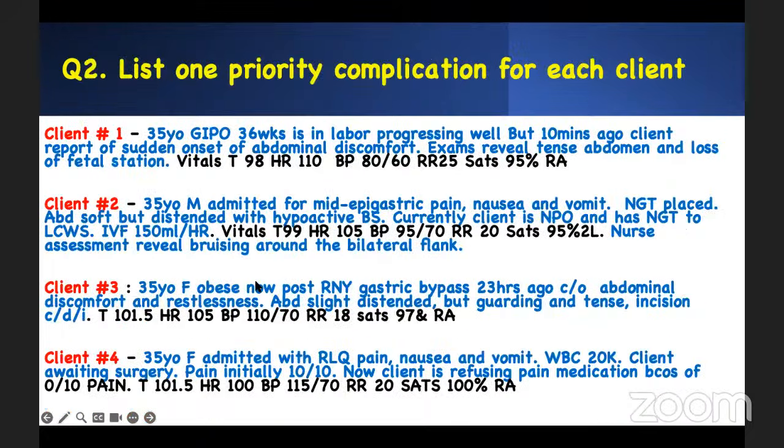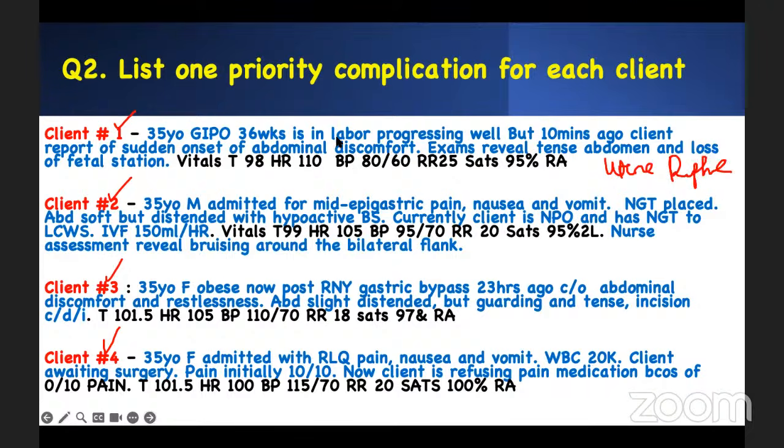You see how it's very intimidating, but it's something you can do without sweating, right? List one priority complication for each client. I told you, if you make the diagnosis from the beginning, the rest of the questions are easy. We already know what all of these patients have. What do we think number one is? It's a uterine rupture.